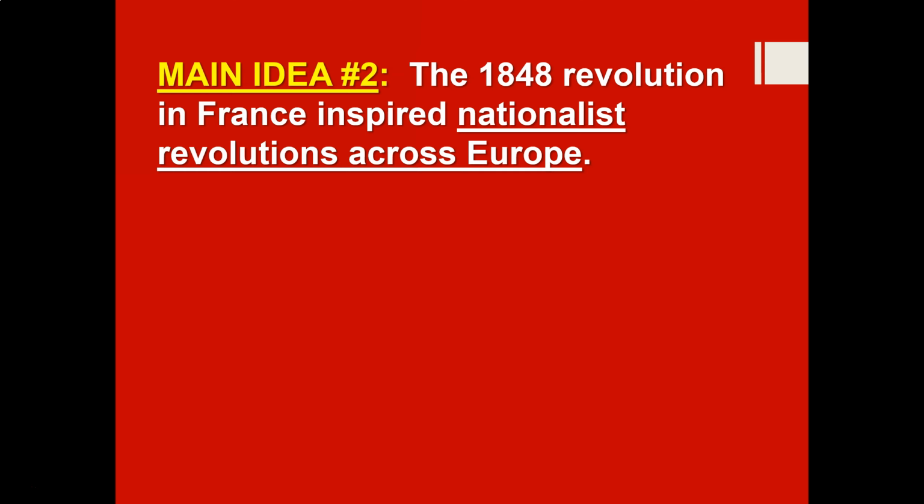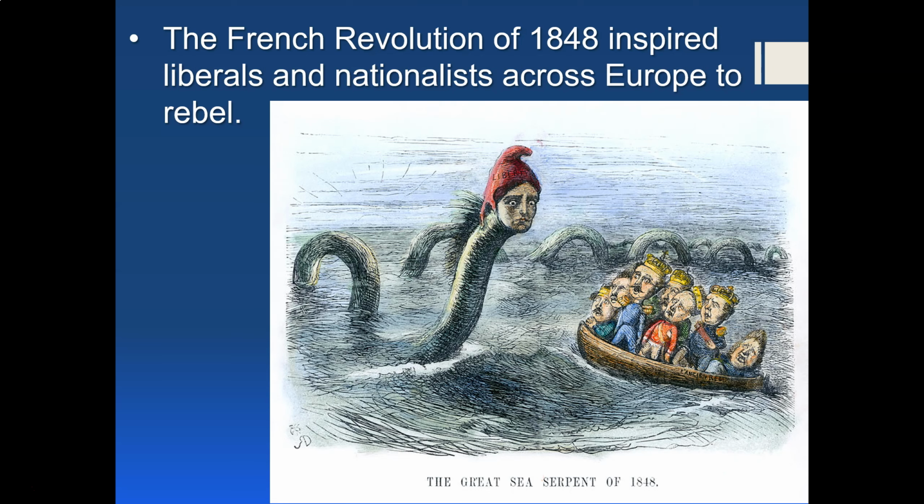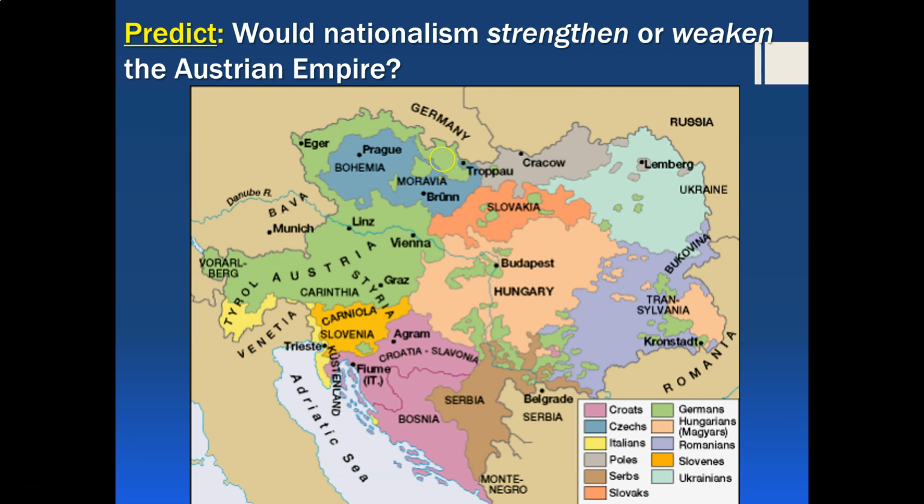So the example of France is going to be very inspirational to the people across Europe. They're all, well, I shouldn't say all, but many are going to rise up in nationalist revolutions. And so the fear of the kings and queens of Europe is that revolution that broke out in France could come for them next, and they can lose their crown or maybe even their life. So they're panicking.